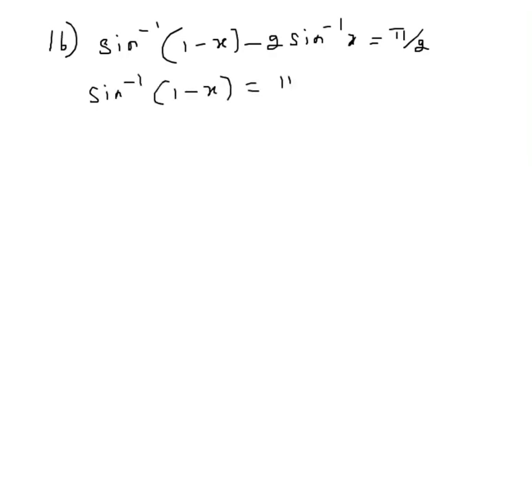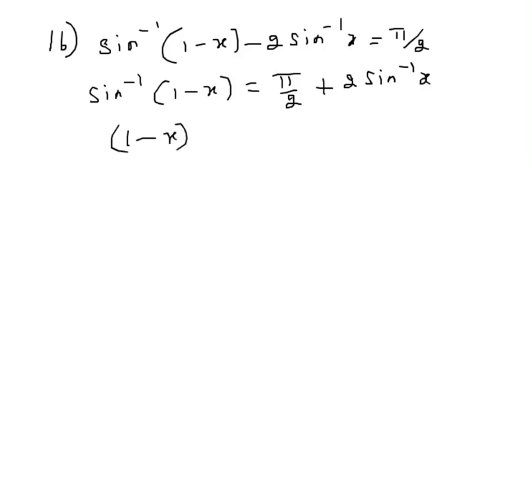Question 16. Very important question. Sine inverse of 1 minus x minus 2 sine inverse of x is pi by 2. We have to solve for x. I am taking the second term to the other side. Therefore, it becomes pi by 2 plus 2 sine inverse of x.